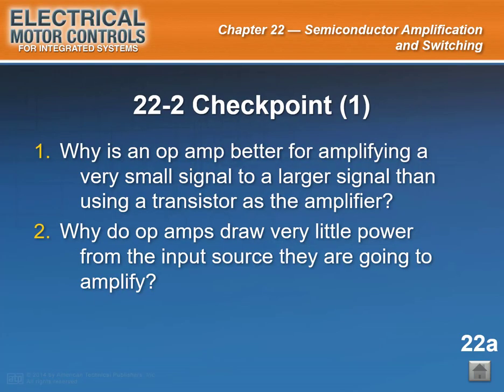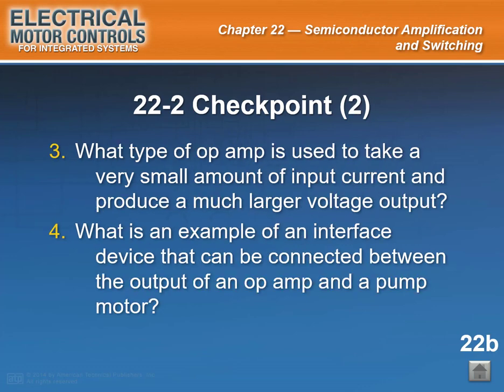22-2. Checkpoint. Why is an op-amp better for amplifying a very small signal to a larger signal than using a transistor as the amplifier? Why do op-amps draw very little power from the input source they are going to amplify? What type of op-amp is used to take a very small amount of input current and produce a much larger voltage output? What is an example of an interface device that can be connected between the output of an op-amp and a pump motor?